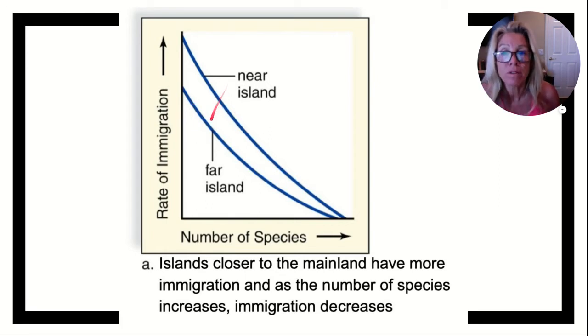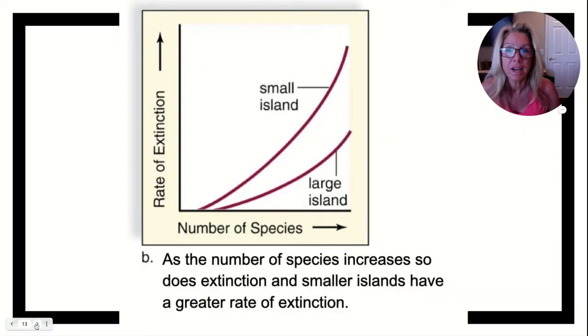Now let's take a look at both of these lines. Look at a near island versus a far island. A near island has more immigration than a far island. This makes sense because it has easier access. So that's one. Now let's take a look at another graph and we're going to put it together here.